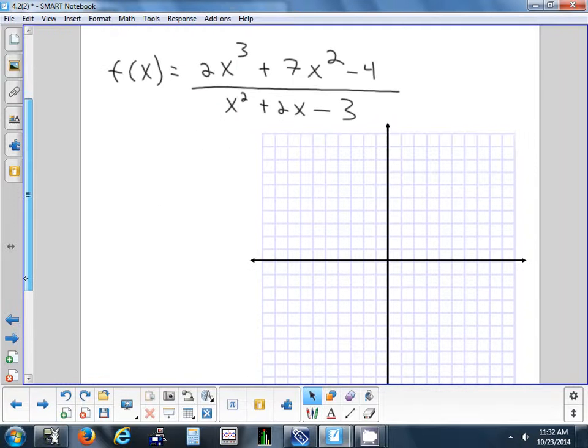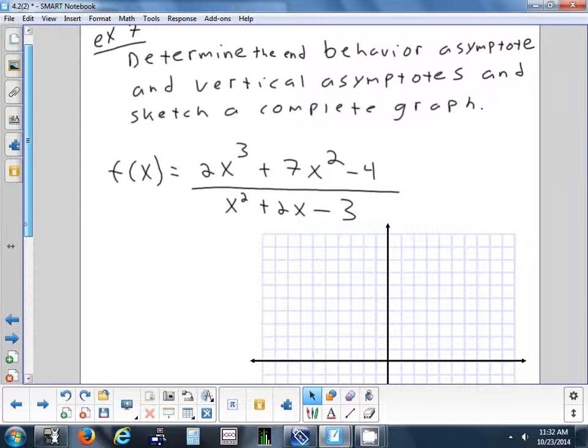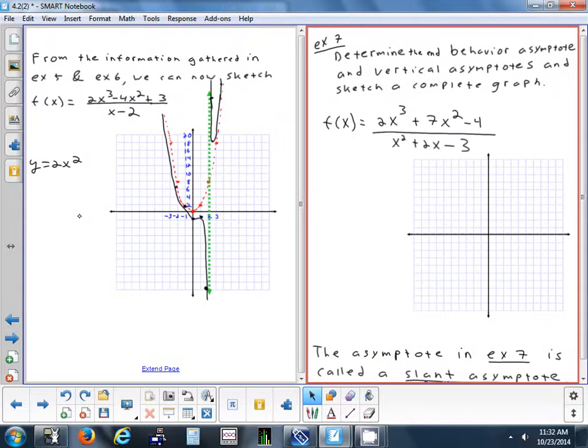Let's try this one. I want to kind of compare this to the last one. If you look at the last problem, Kelsey, what was the degree of the numerator in the last problem? 3? And how about the denominator? 1. What's the difference between 3 and 1? 2. And notice our asymptote was a degree 2. It was a parabola. Okay, let's look at this one.